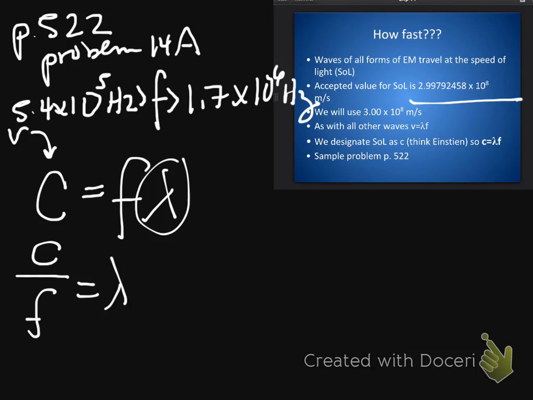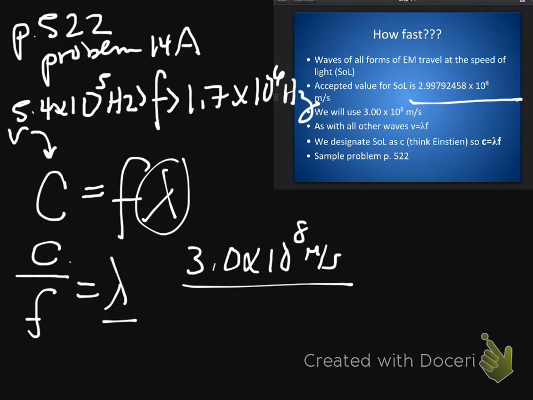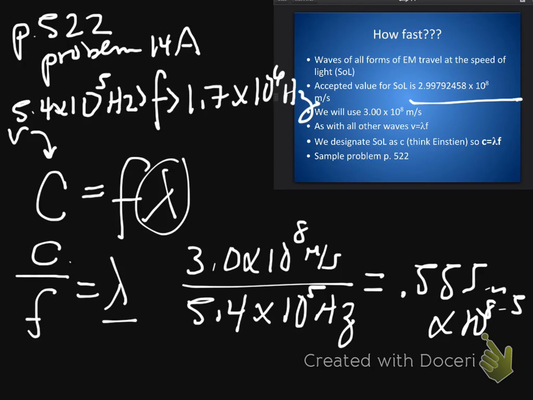These don't get a whole lot easier than this. Because C is in meters per second, what units will your wavelength be in? Meters, as it should be. So 3.0 times 10 to the 8th meters per second, divided by, we'll do the short end of the range first, 5.4, or I'm sorry, that would be the long end of the range. No, that would be the short end of the range. Whew. Times 10 to the 5th hertz. Okay, so we divide our speed of light by 5.4 times 10 to the 5th hertz.